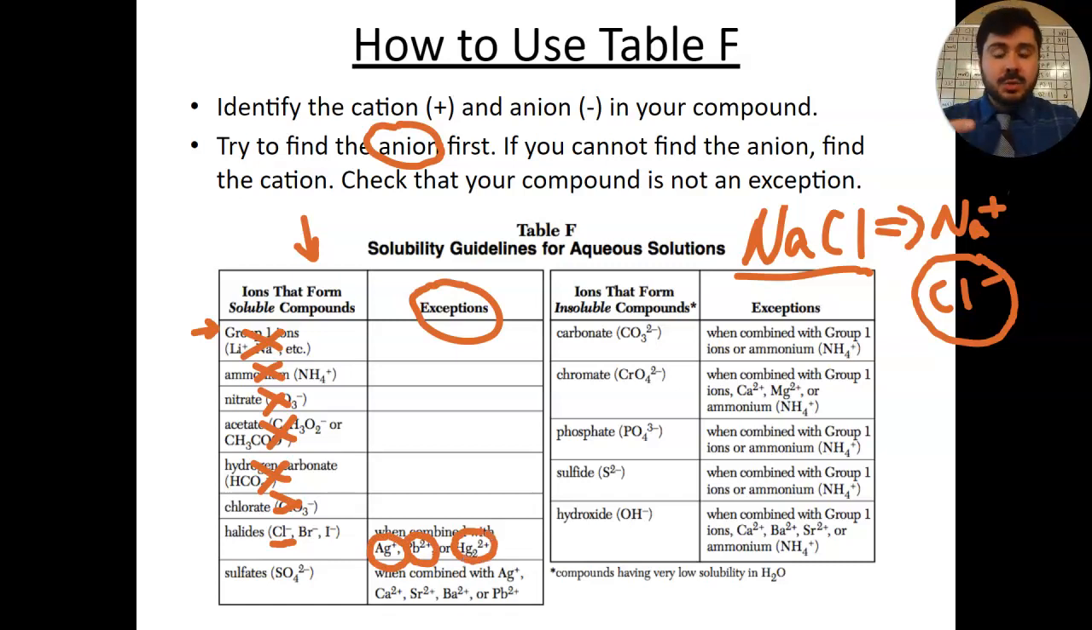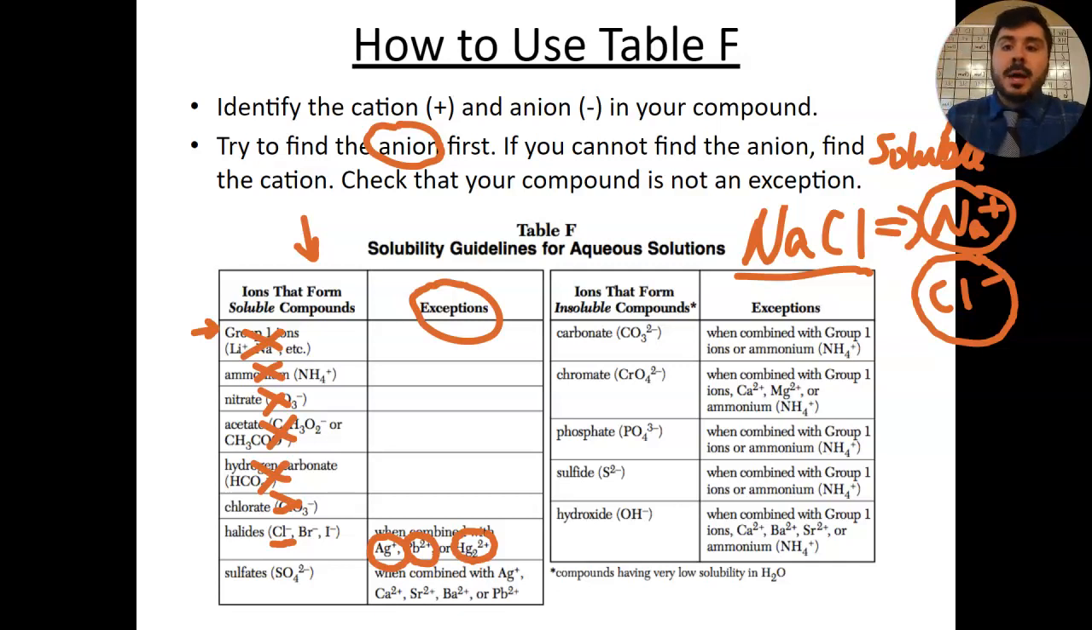So my question to you now is, is our current Cl- bonded to an Ag+, Pb2+, or Hg2 2+? No, it's not. We are currently bonded to Na+. So we can now label our NaCl as soluble. And that's kind of how it works.